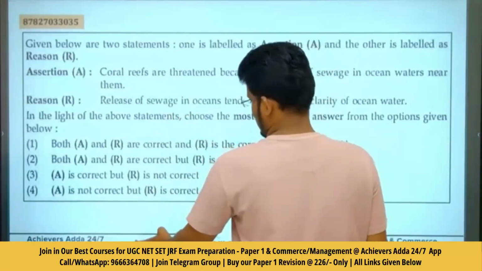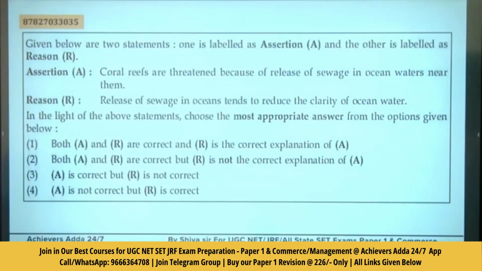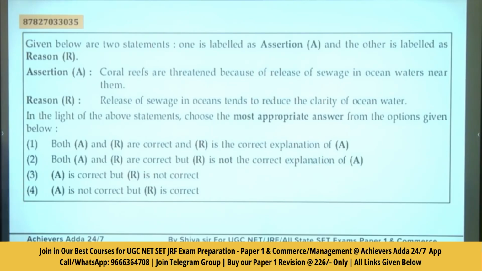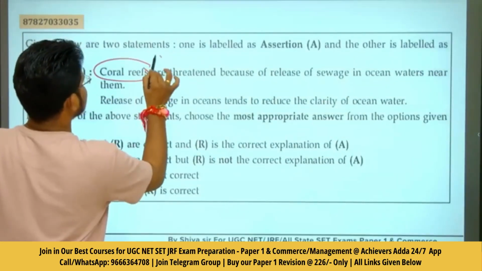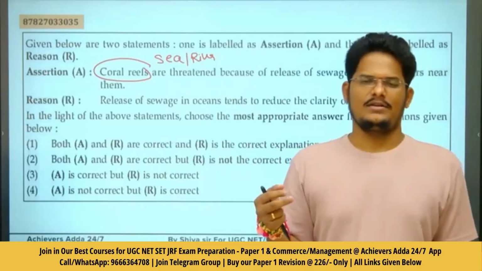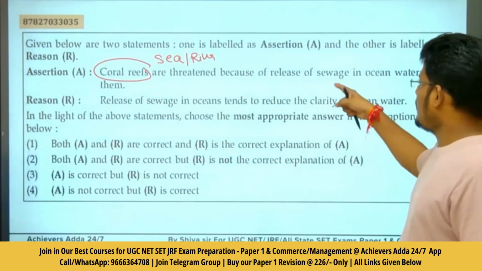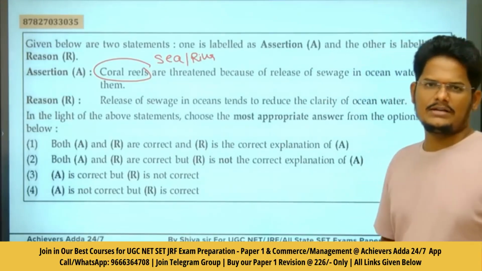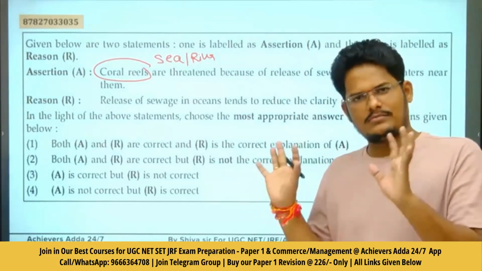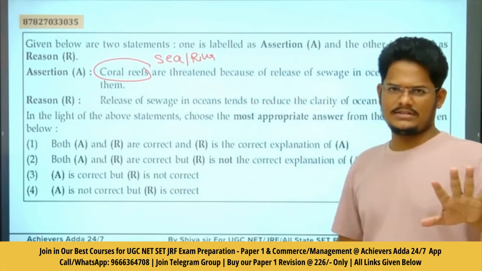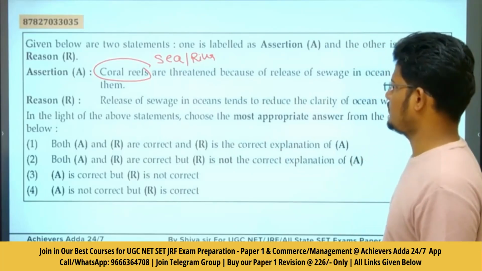Coral reefs are threatened because of release of sewage in ocean water near them. Release of sewage in oceans tends to reduce the clarity of ocean water. It will reduce the clarity of ocean water. These are marine life. Means inside the sea or rivers, the colorful flower types will be there. It looks like flowers only. They are called coral reefs. Because of the sewage in the ocean, very near to them, so much damage. Sewage is nothing but polluted water mixing or contaminating the rivers or sea.